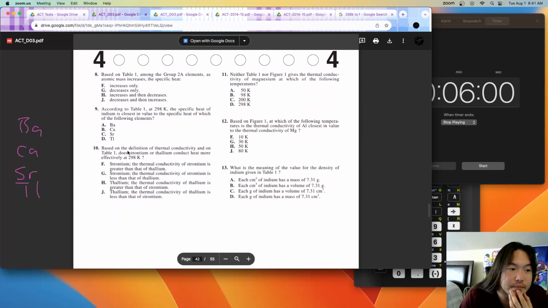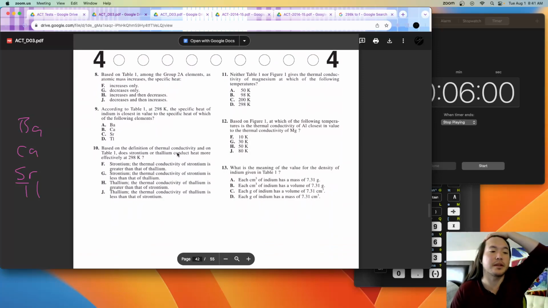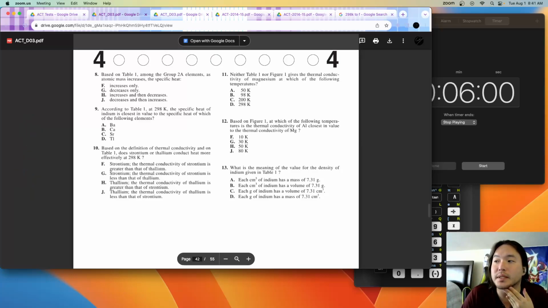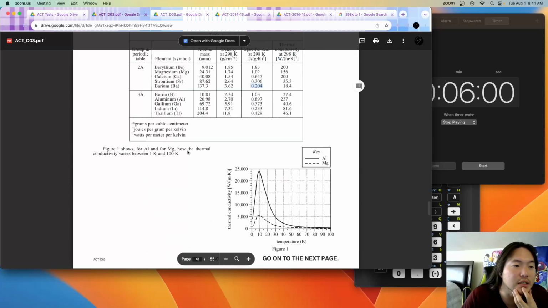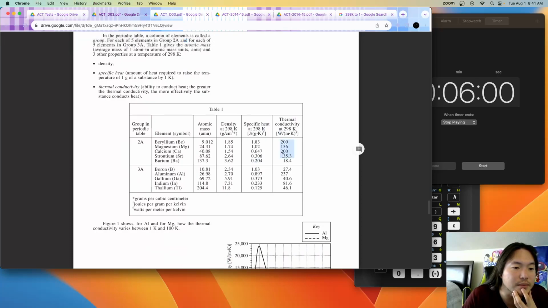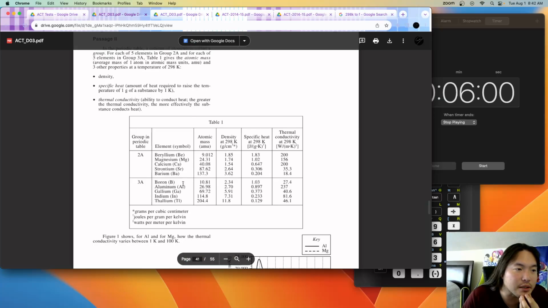Question 10. Based on the definition of thermal conductivity and on table 1, does strontium or thallium conduct heat more effectively? Okay, so this one's a little bit more complicated. We're comparing strontium to thallium, and we're looking at thermal conductivity. Strontium, Sr, and thallium, Tl. They're both really high: we have 35 and 46. Here, I just know that thallium is going to be the correct answer.